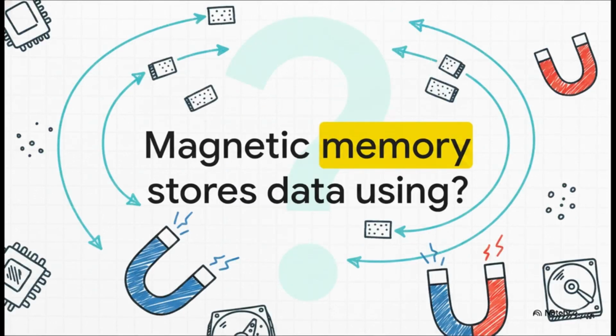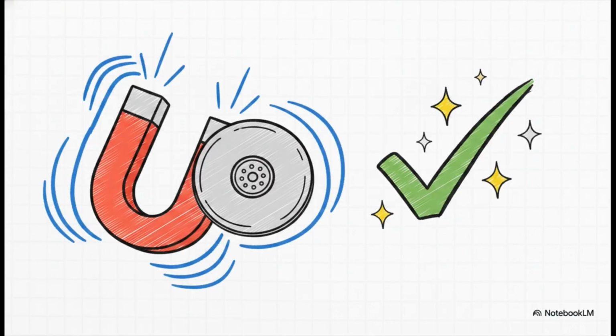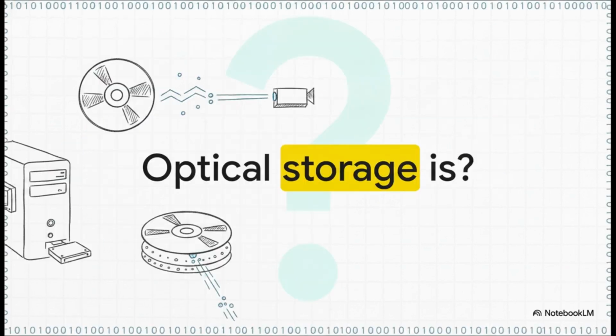Moving right along to question 2. Magnetic memory stores data using A. Light, B. Electrical signals, C. Magnetic fields, D. Heat. The clue is definitely in the name for this one. The correct answer is C, magnetic fields. Devices like hard disk drives use tiny patterns on a magnetic surface to lock in your files securely for the long haul.